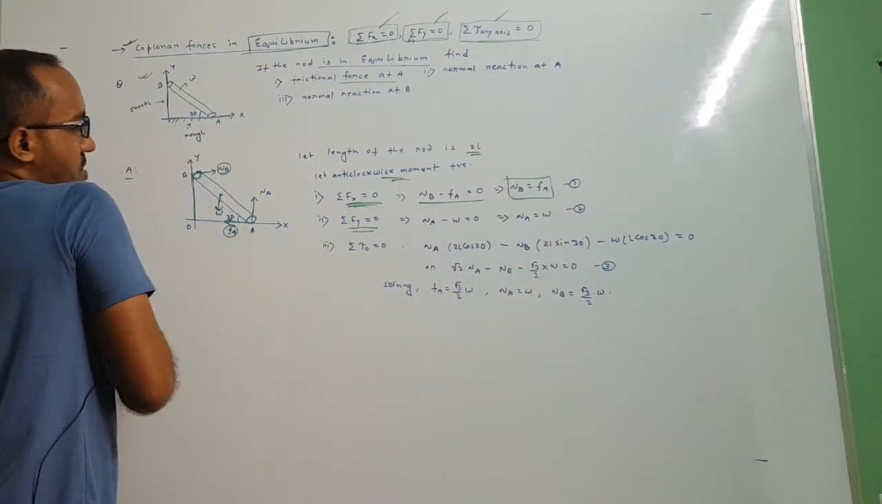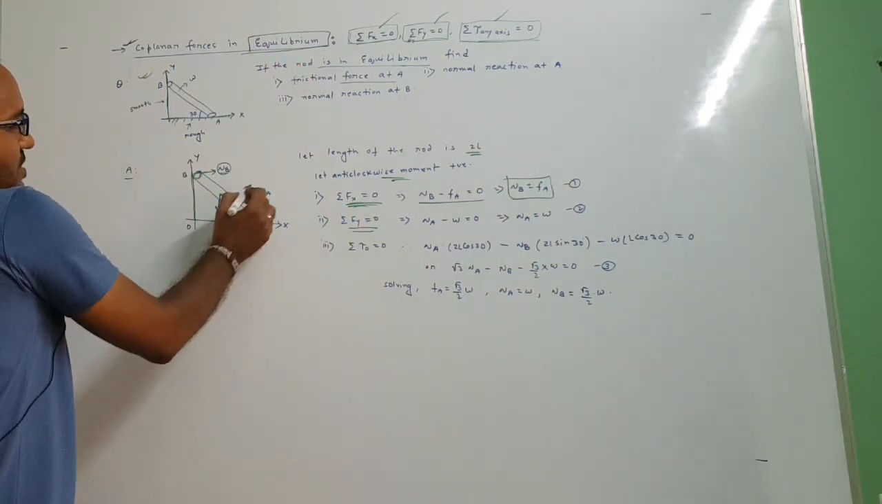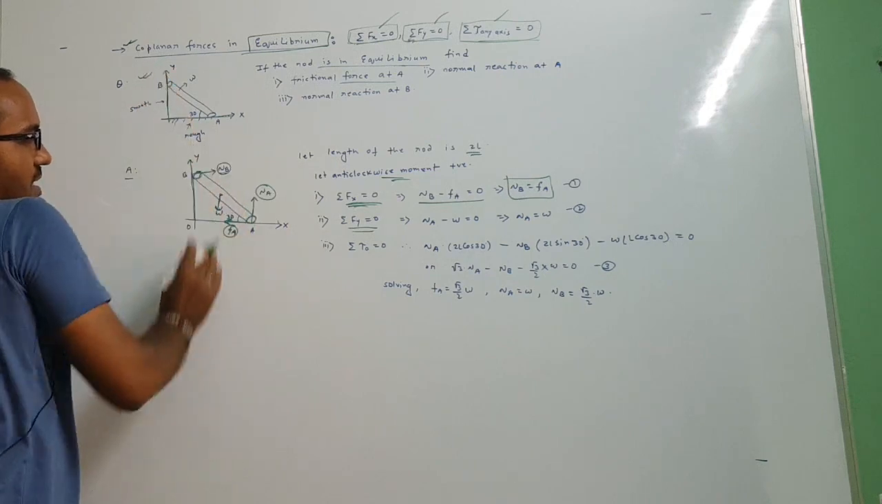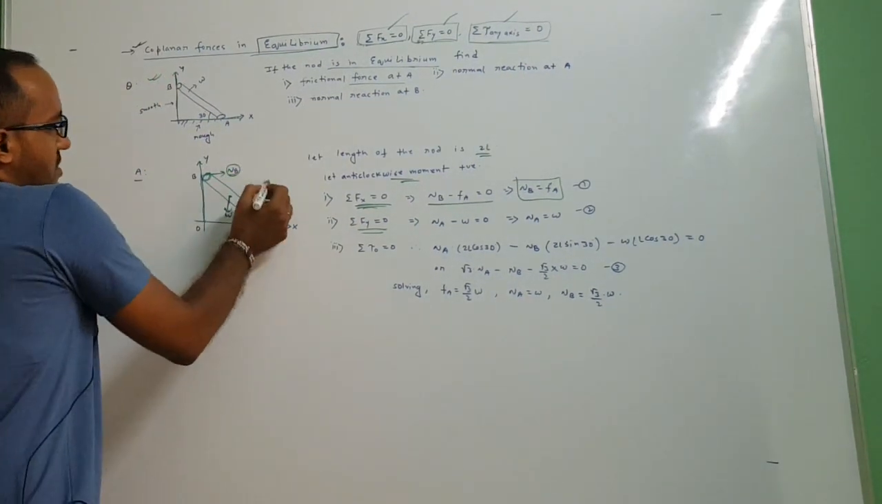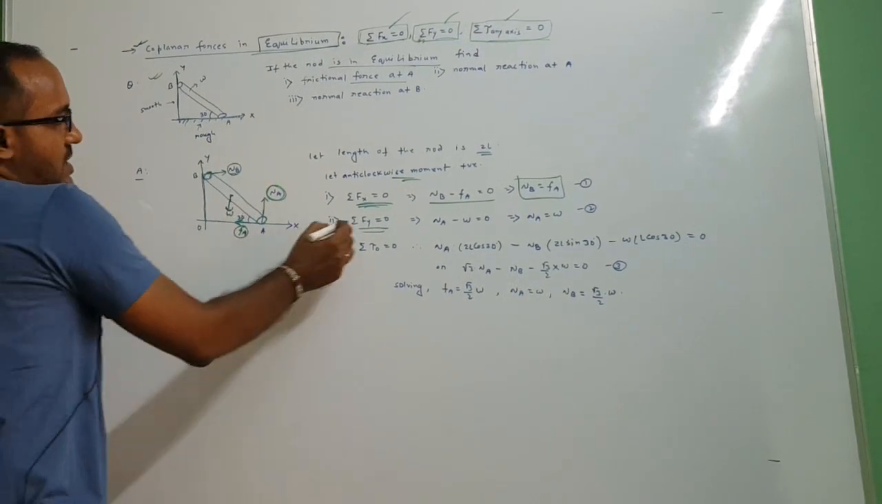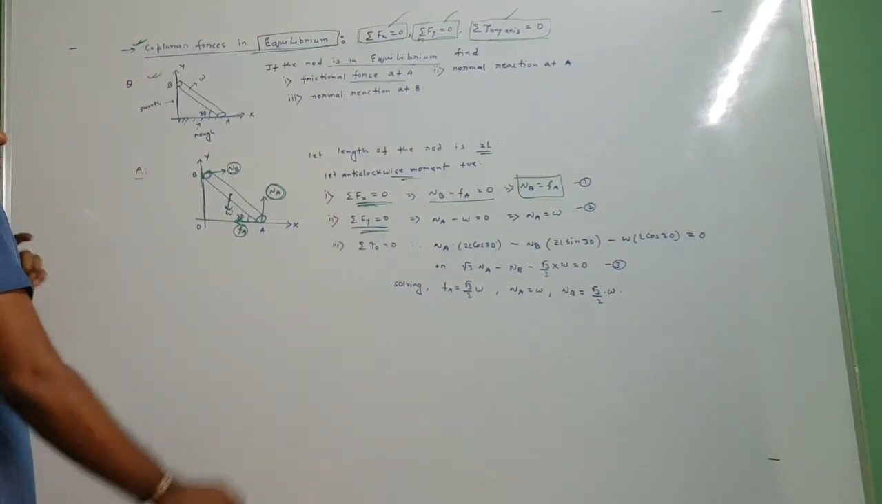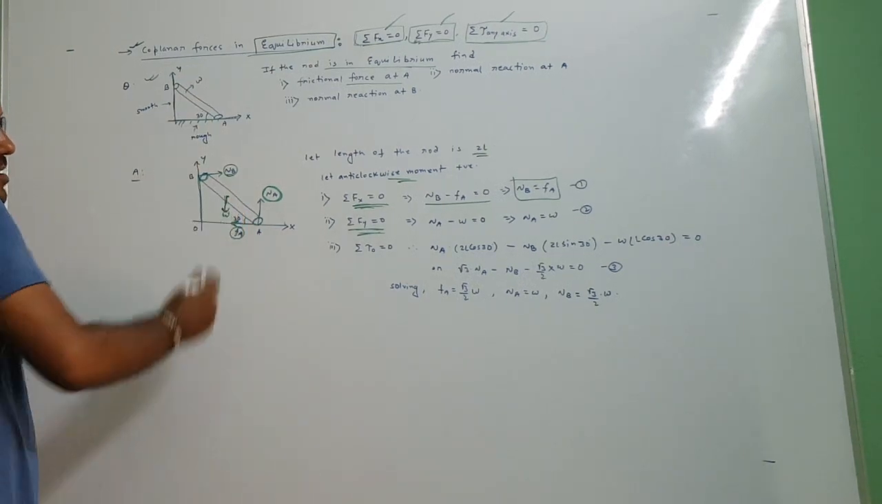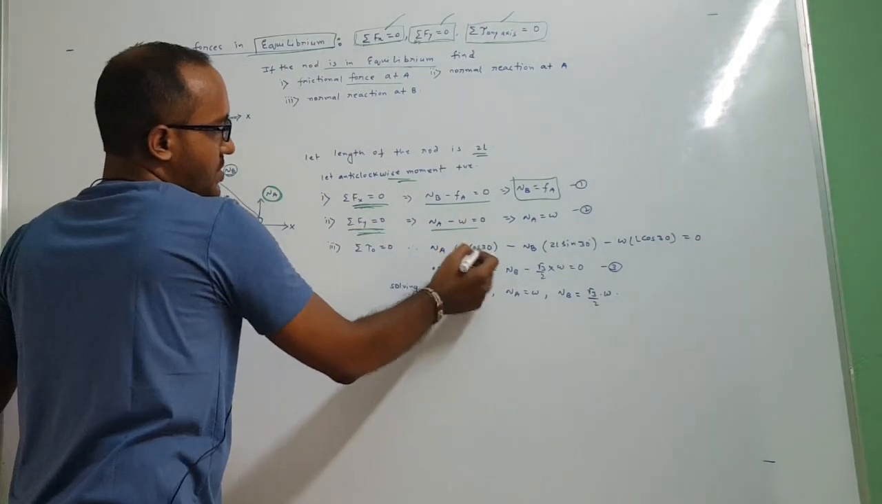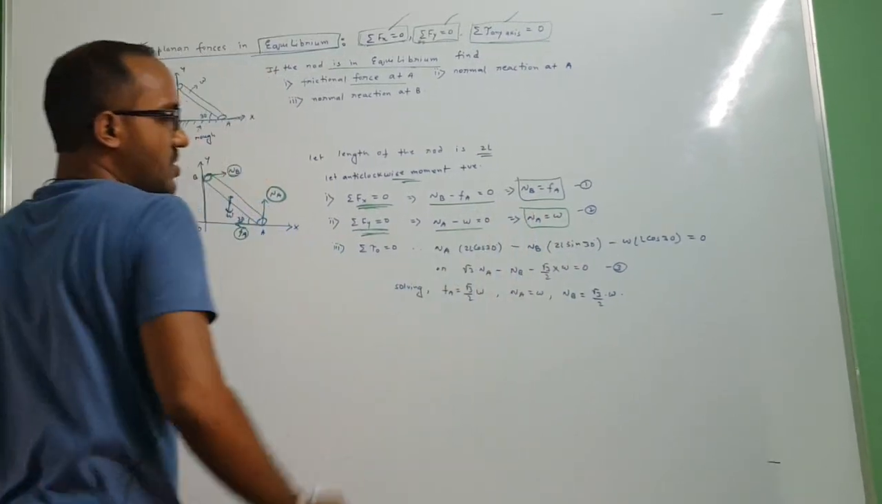Now the summation of Fy equals 0. See the y components: this is your NA acting upward. You have to take the components along the y axis, and the summation of y components should be 0. That means NA is acting upwards and W is acting downward. So NA minus W should equal 0, that means NA equals W.